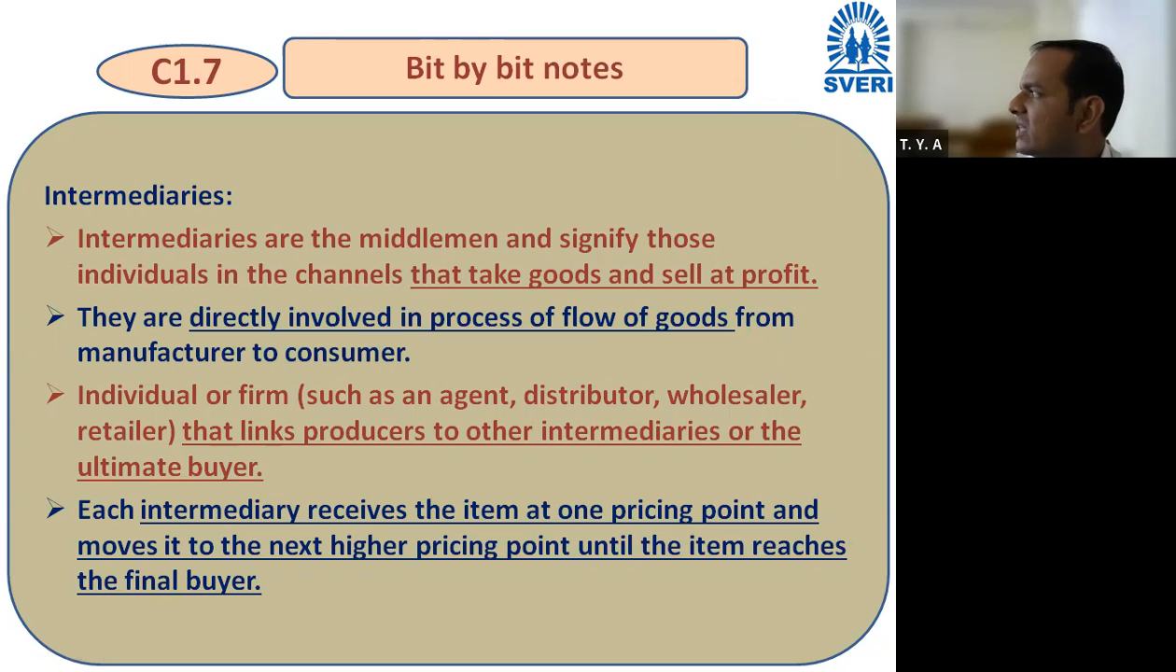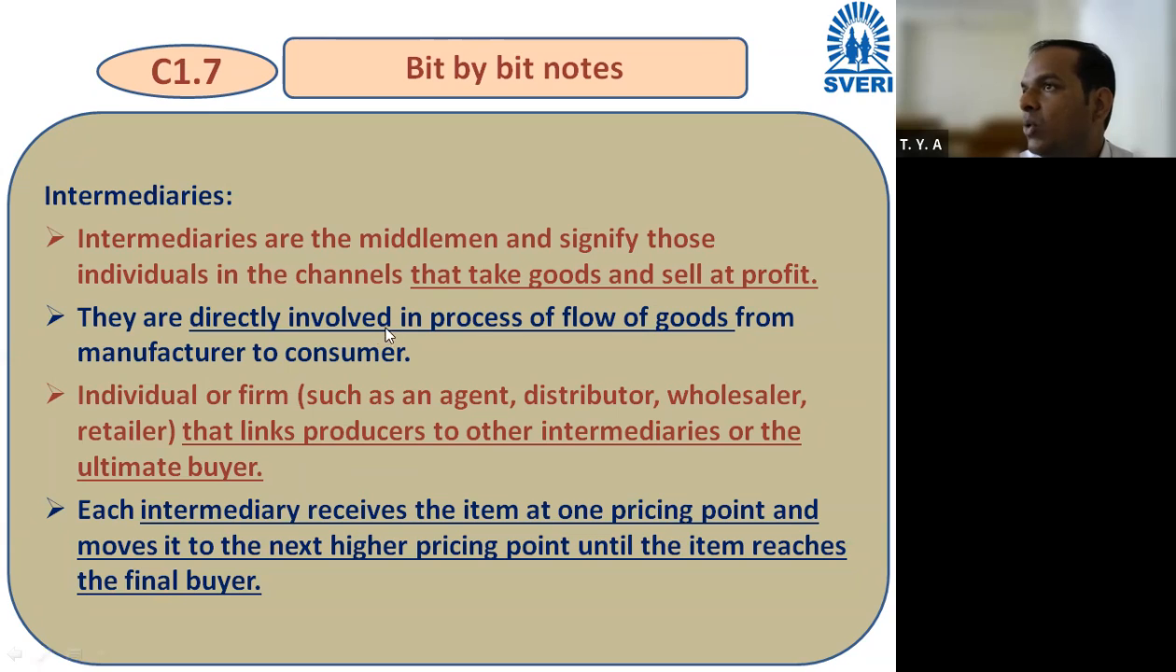Now are all these intermediaries? Wholesaler, retailer, they are intermediaries, meaning middlemen. Whose middlemen? They are the middlemen between the producer organization and the end user. So they are the intermediaries. Intermediaries are the middlemen and signify those individuals in the channel that take goods and sell at a profit. Are they doing social service? They are thinking, I bought it for 10 rupees from the company, I sell for 20 rupees. So they are selling the product at a profit. Let it be 1%, 2%, whatever percentage may be.